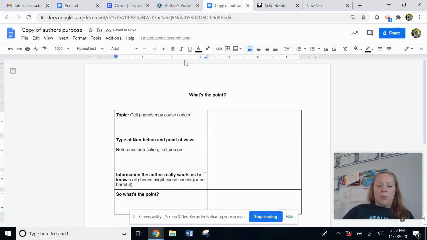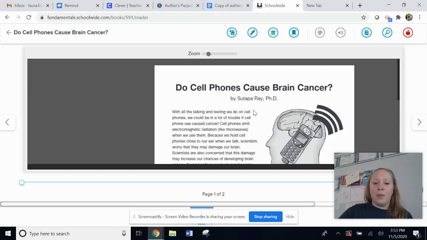Okay. So before we answer this last part here and put all of these three pieces together, we really want to justify our thinking to make sure that we're on the right track. We need to have some evidence from the text to show that we're right. So if the topic is cell phones may cause cancer, most of this article should have information about cell phones causing cancer, which would mean the central idea is cell phones cause cancer. So far, our thesis does support that.